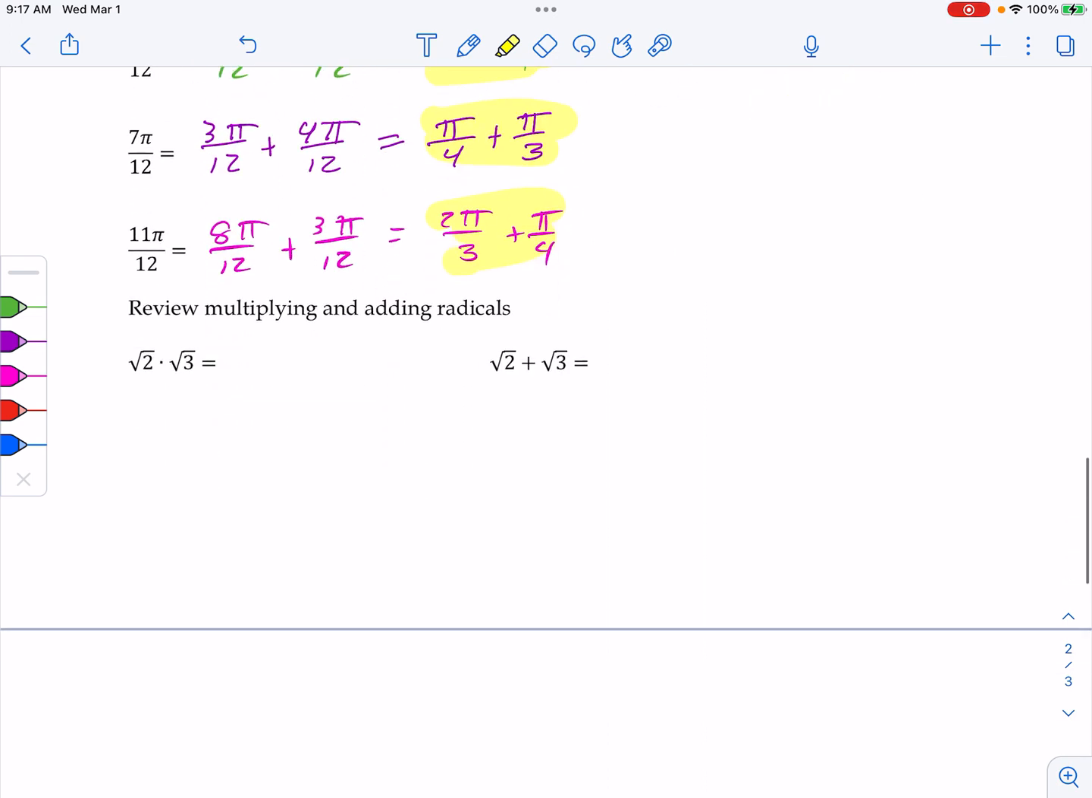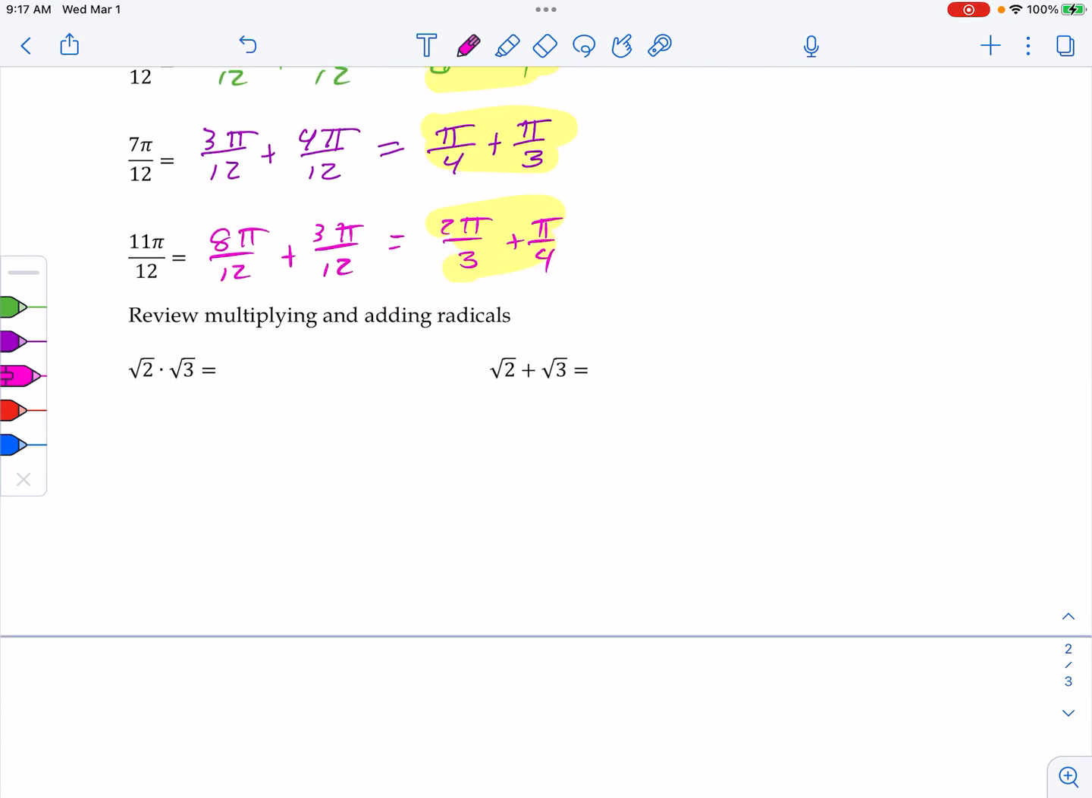Okay? All right, this is a quick review. When you multiply radicals, you multiply the stuff underneath, and this gives you the square root of 6. When you add them, you can't add them because they're not the same. Just a little fresher reminder there. So tomorrow when we do sum and difference identities, you'll have the skills needed to be successful.